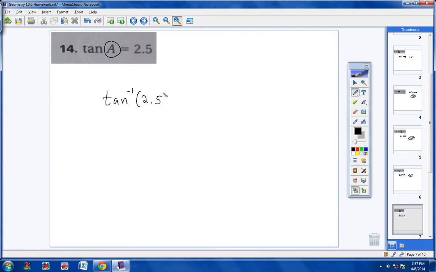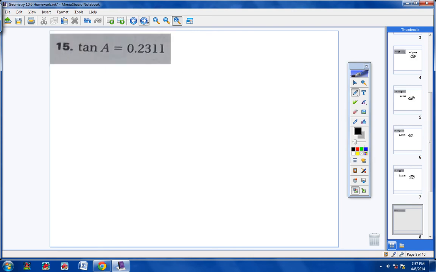All right, let me grab my calculator, second tangent, 2.5, and we're going to get out 68.19859051 degrees. So 68.19 rounds to 68.2 degrees. Okay, hope you guys are getting the hang of this. We need to know how to do this for the upcoming notes.